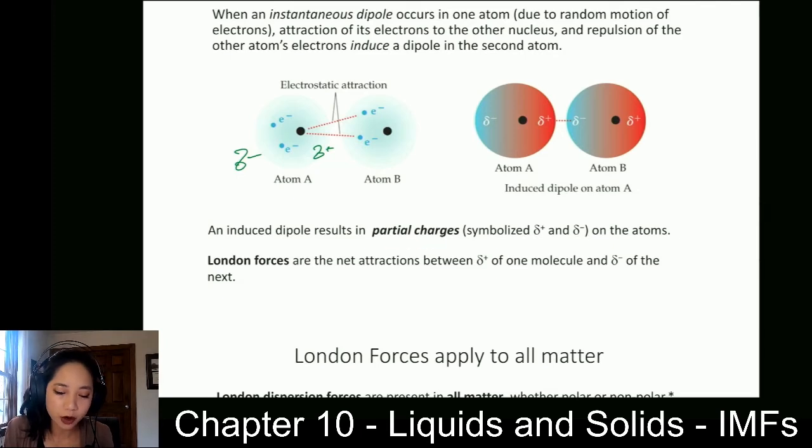We've talked about partial charges and how we symbolize them. Samples don't only include 2 molecules; there are many, many molecules. So you can see how London dispersion forces are the net attraction between all of the partial positive ends of those temporary dipoles and all of the negative ends of the temporary dipoles. You just sum them all up with all of the different molecules in a sample.